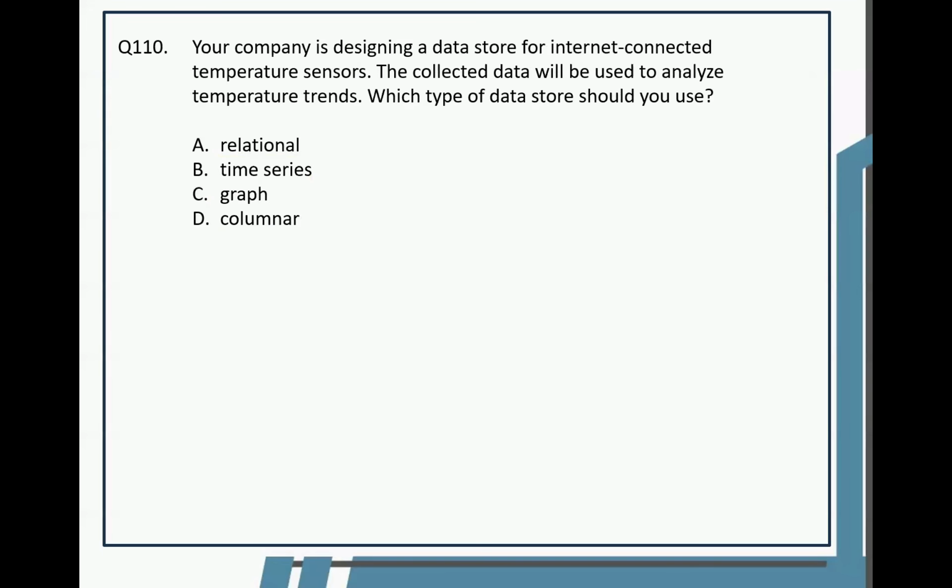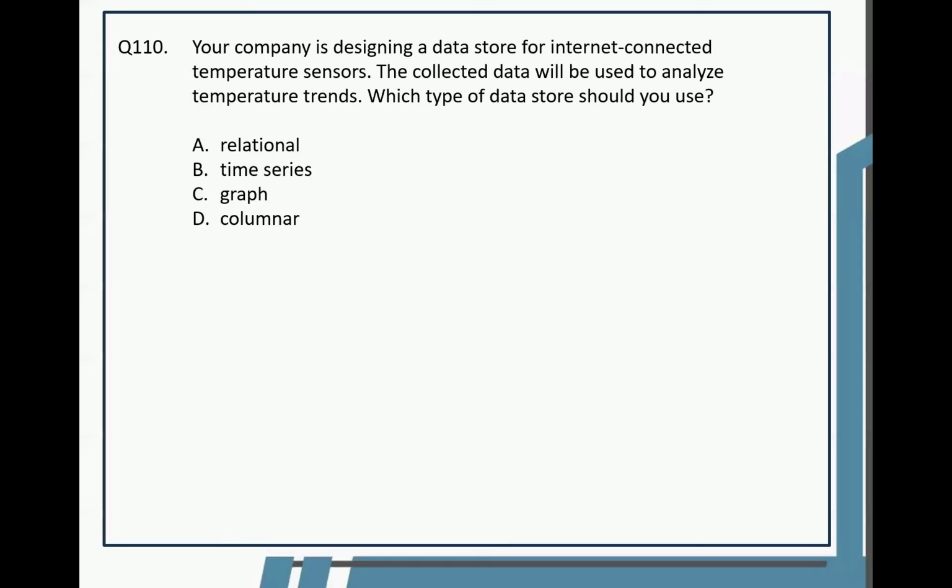Question number 110 presents us with a scenario where a company is designing a data store for internet connected temperature sensors. The collected data will be used to analyze temperature trends. Which type of data store should you use? Your options are relational, time series, graph, columnar.